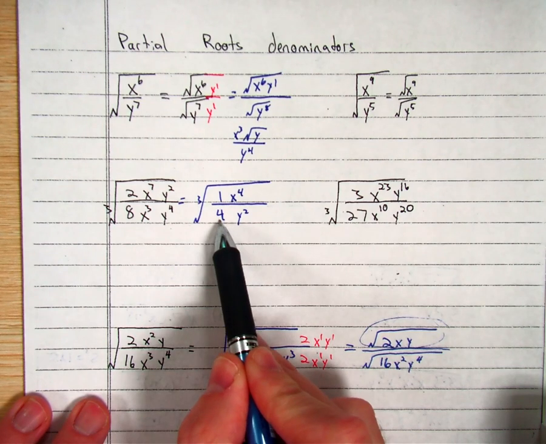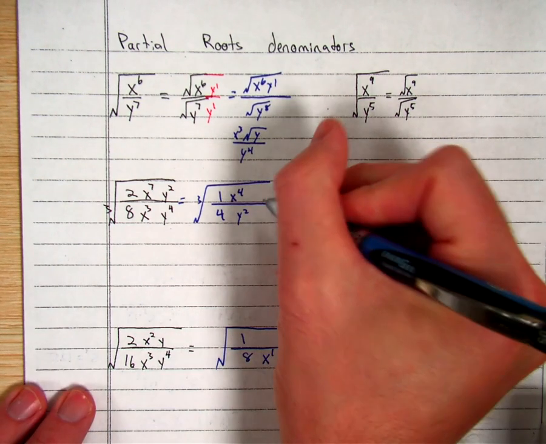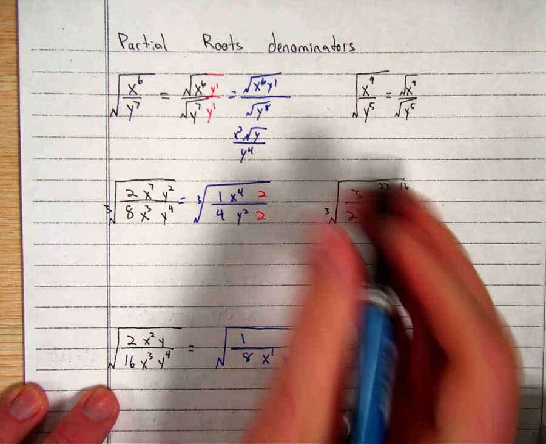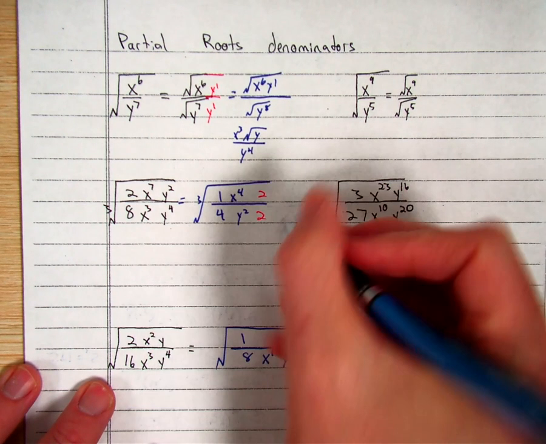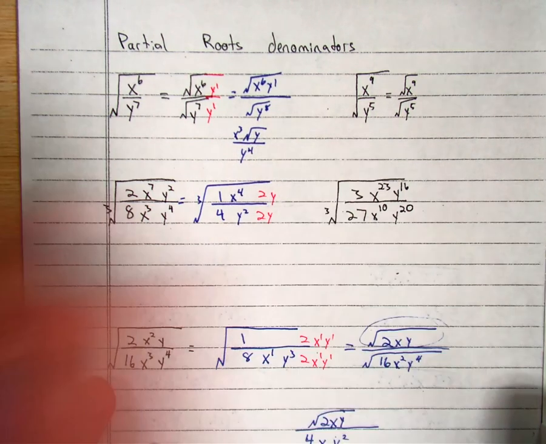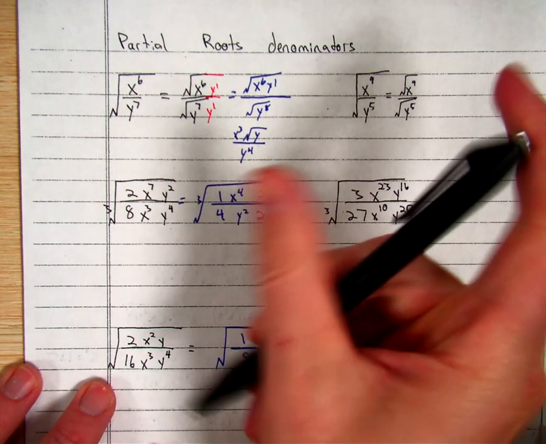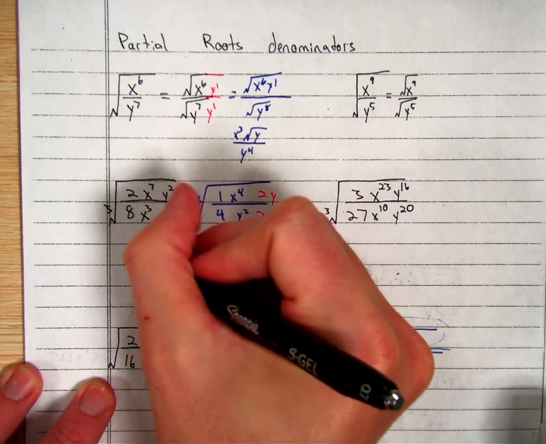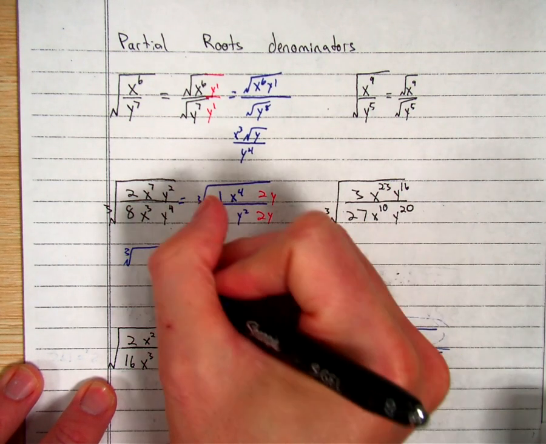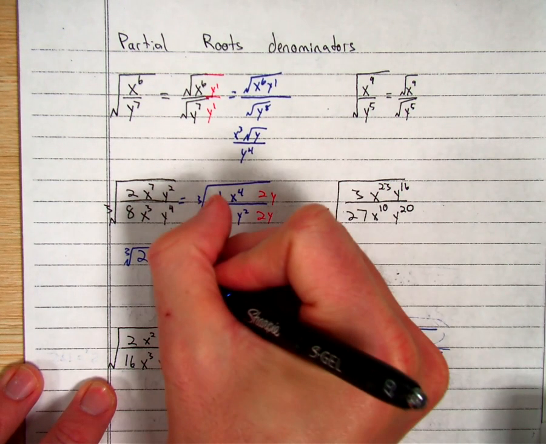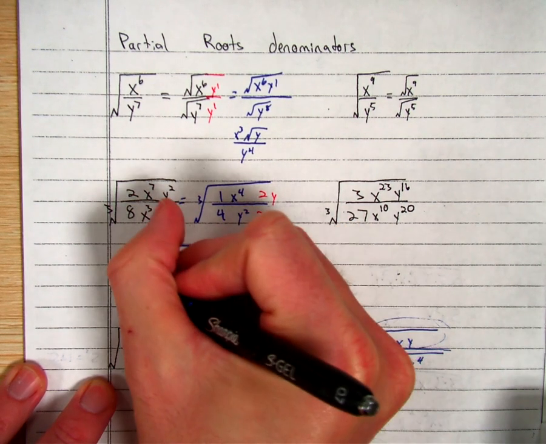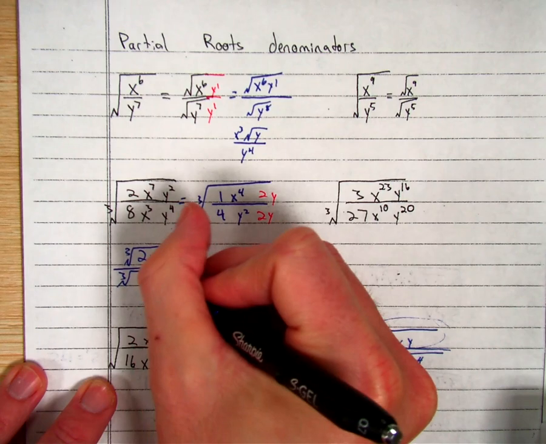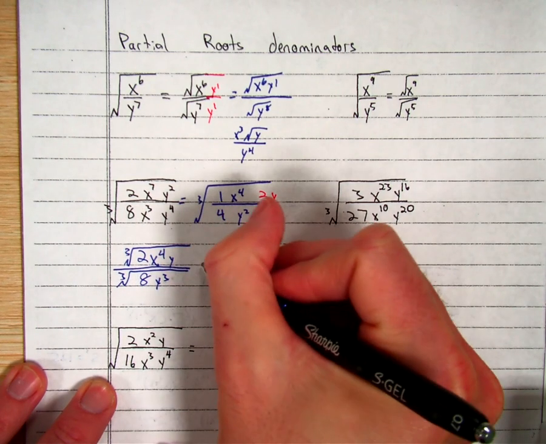Okay, so I need this to be back to an 8. So we're going to do times 2. So we kind of undid that one. And then I need y to the third. I need one more y. So on the top, I've got 2 x to the fourth, y to the first. And on the bottom, I should have some perfect cubes. 8y to the third.